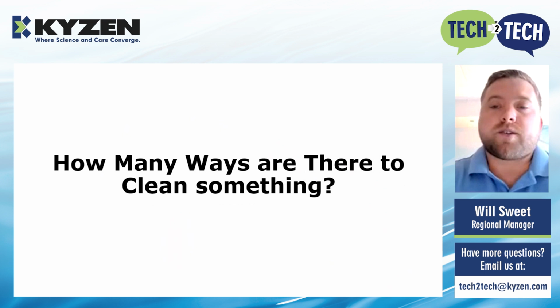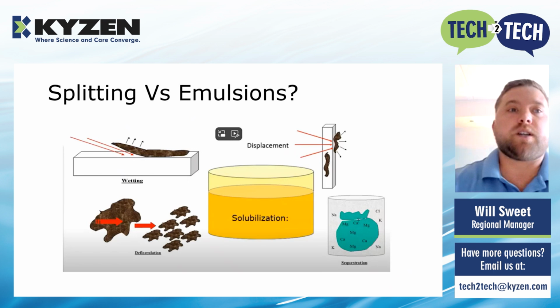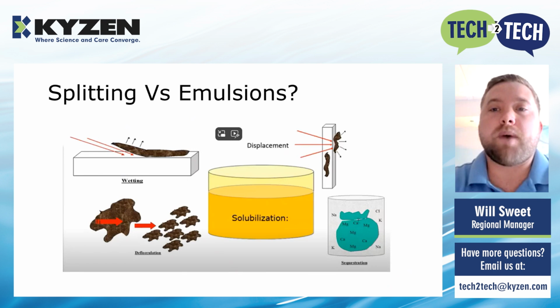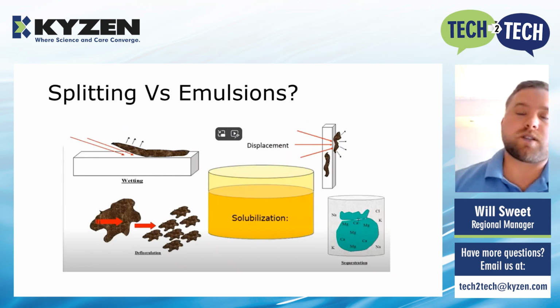And how many ways are there to clean something? That's where we're going to start off this conversation. These are different mechanisms of cleaning, different verbs, different ways that chemical products are able to clean the soils you're looking at removing. So there's wetting, there's solubilization, which is essentially emulsifying, displacement, deflocculation, etc.